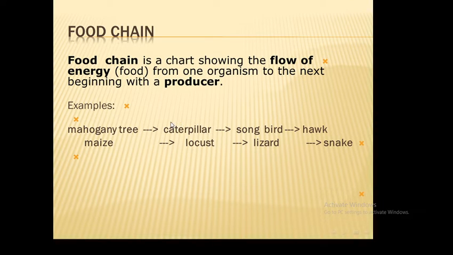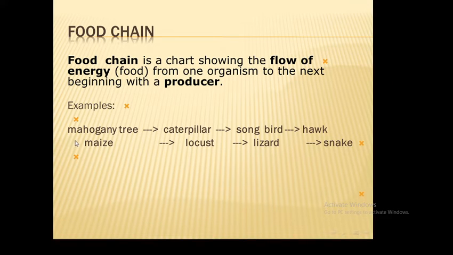The next animal that feeds on the producer, we call it first consumer. And there is another name for it. We can call it a herbivore because it feeds on plants. The next consumer is called the second consumer, which here in this case is a songbird, which is an animal that feeds on another animal. And then we have the tertiary consumer, which is the hawk in this case, which feeds on songbirds, and so on. So this is the flow of energy. This arrow is an indication of the flow of energy or food, okay?